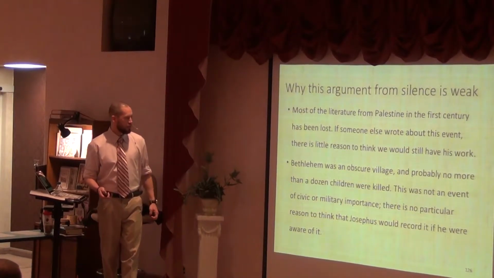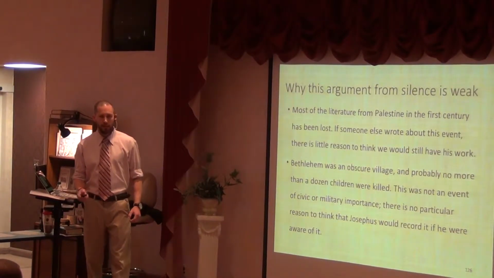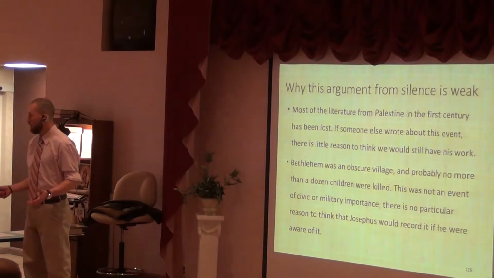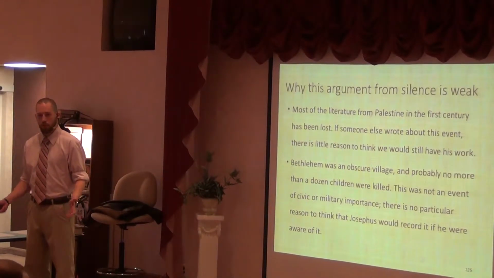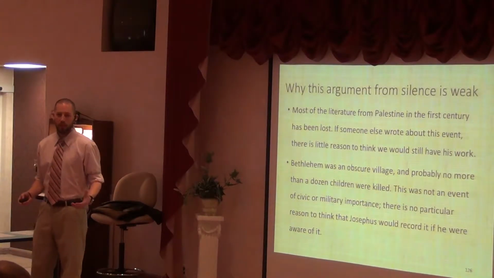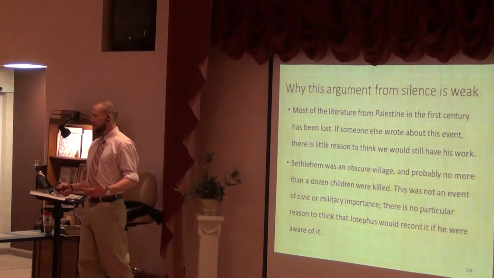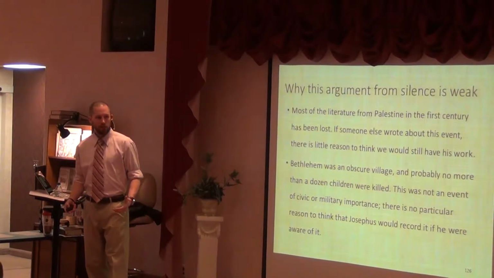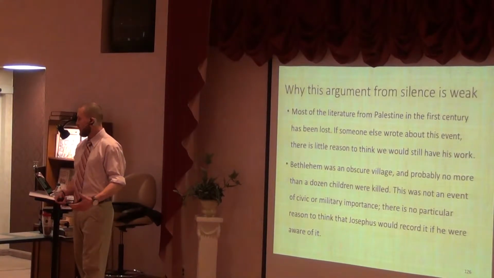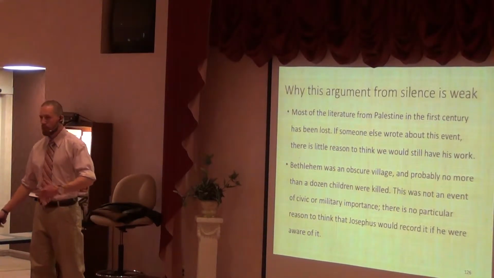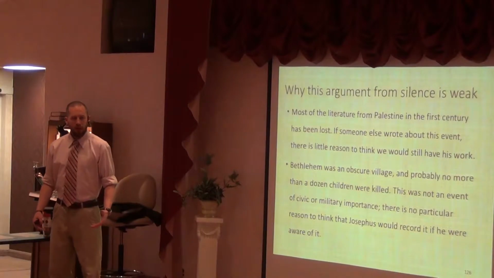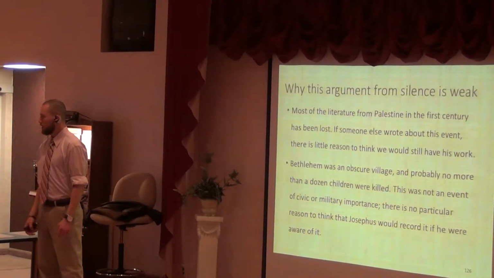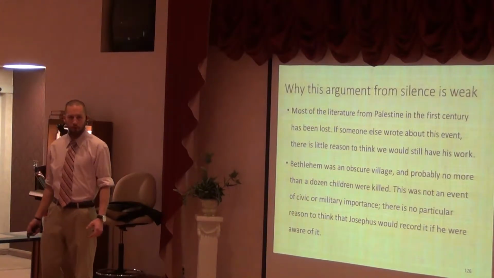Bethlehem was an obscure village. It's probably no more than a dozen children that were killed. Now that's not trying to downplay what happened there. It's terrible that maybe 12 or 15 children were killed. But in the grand scheme of things, if you really read about Herod, this guy was a paranoid, homicidal maniac. If you've got a guy like that, killing family members, killing all sorts of people, and you're Josephus, why are you going to mention that he kills a few kids over in an obscure town in the middle of nowhere?